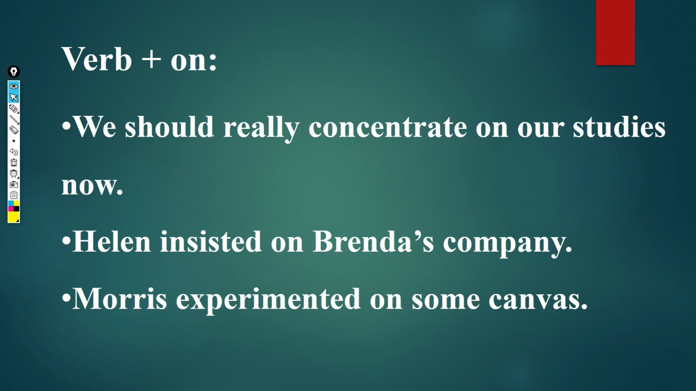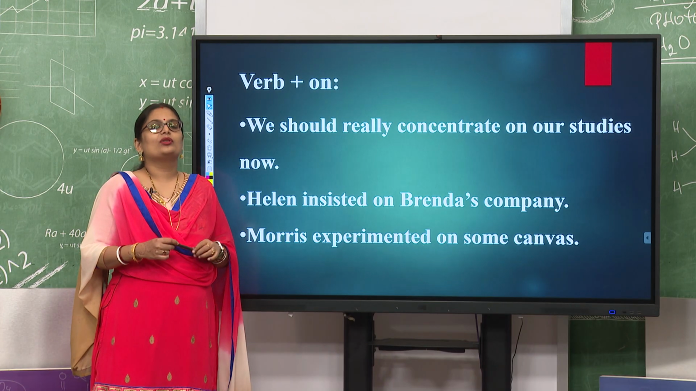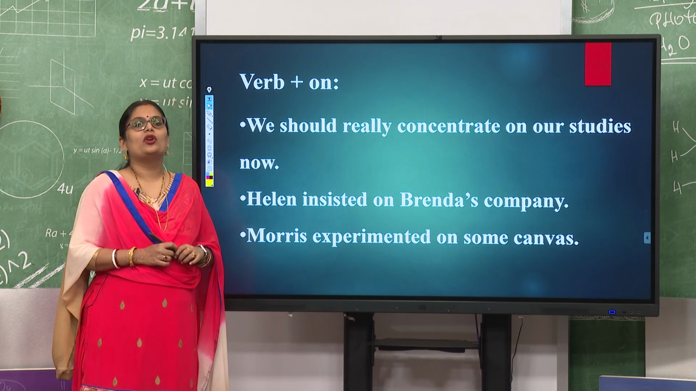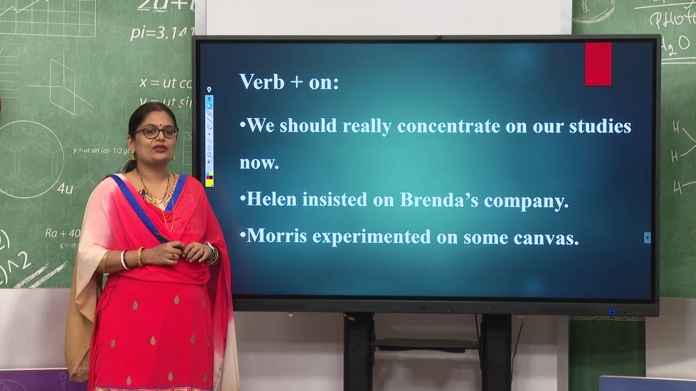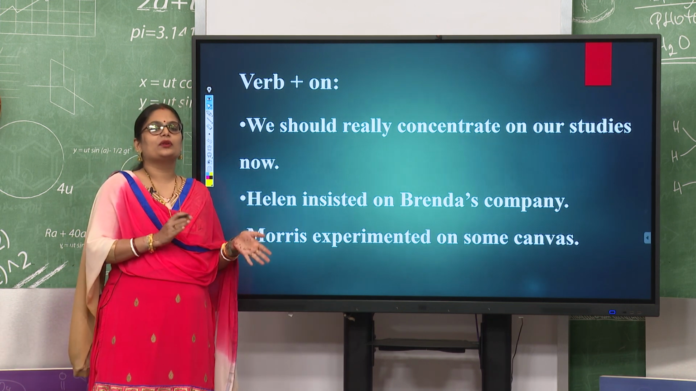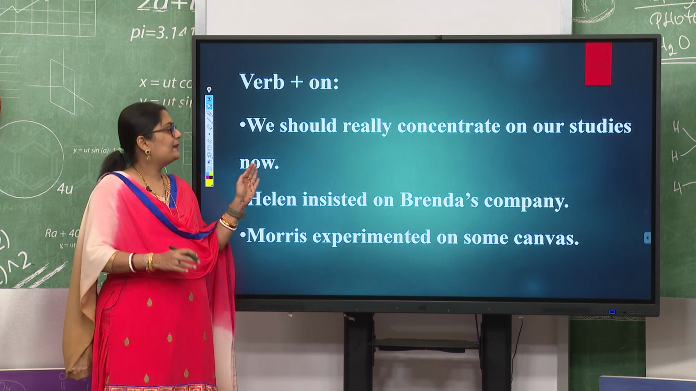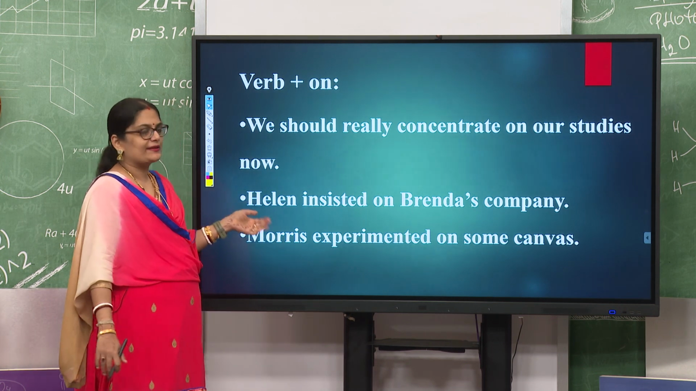Now, on. Look carefully, children, how on has been used. We should really concentrate on our studies now. Okay? Helen insisted on Brenda's company. Morris experimented on some canvas. So, you see how the word on has been used as a preposition in combination with a verb and has been explained by the three examples.